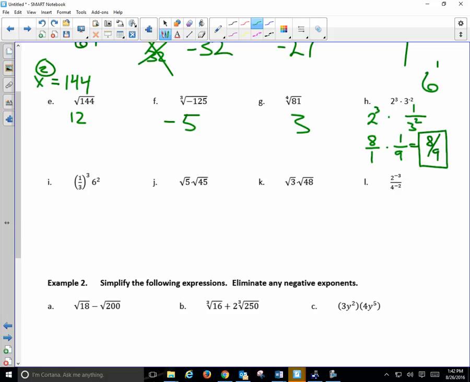Okay, the next one, 1 over 3 to the third. 1 over 27 times 6 squared, 36 over 1. 36 over 27, they're both divisible by 9, so 4 over 3. Some people look at square root of 5 times square root of 45, and they say, well, I know what 5 times 45 is. Anybody give that a shot without a calculator right now? 4 times 40.